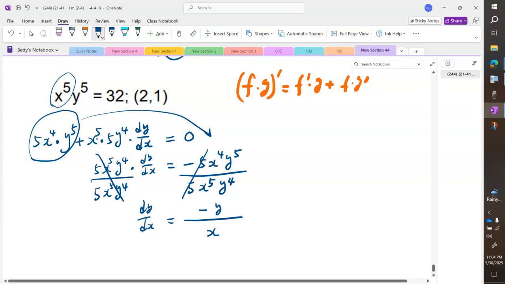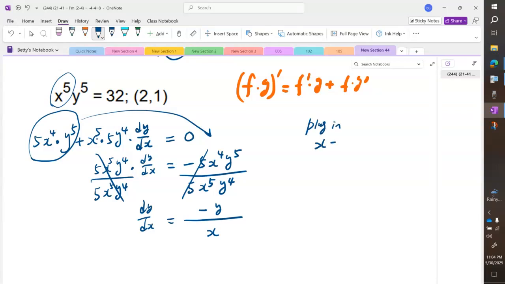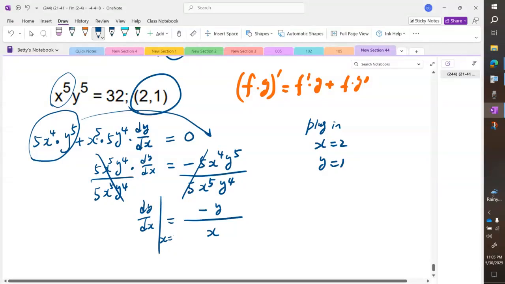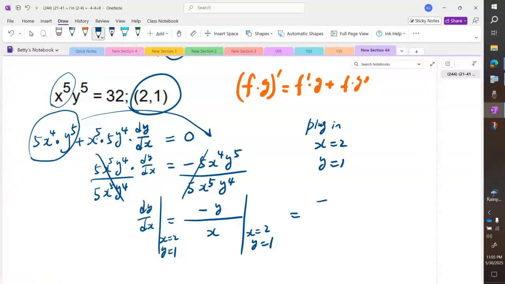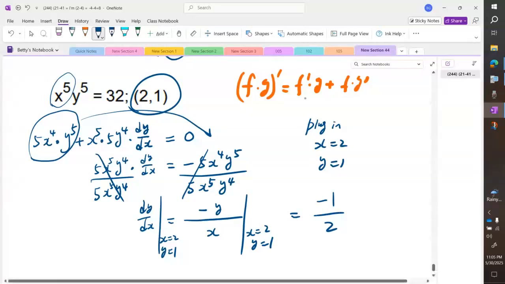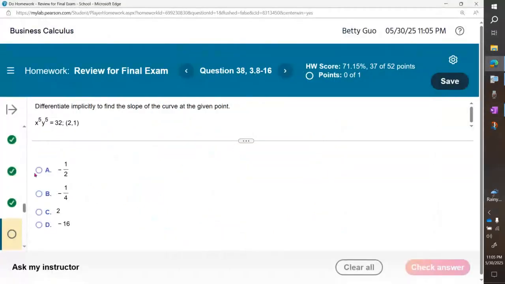And now we're plugging in x equals 2, y equals 1, which is given, okay? We're plugging in x equals 2, y equals 1. Y is 1, x is 2, so negative 1/2. The answer is 8.